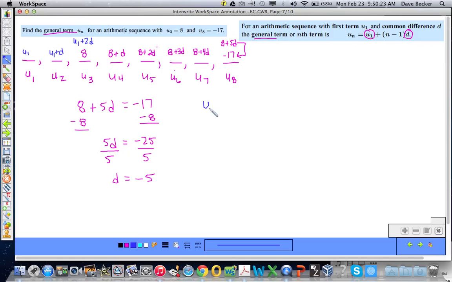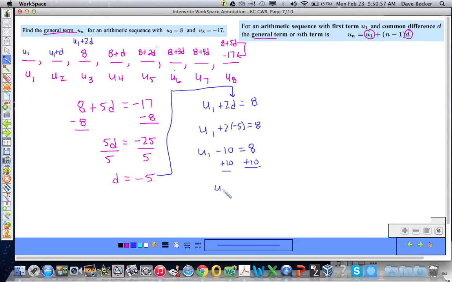So now I know that u sub 1 plus 2d has to be equal to 8. But I know what d is. Isn't life grand? I know what d is, so I can substitute, and I can say u sub 1 plus 2 times negative 5 is equal to 8. 2 times negative 5 is negative 10, so u sub 1 minus 10 is equal to 8. Add 10 to both sides, and I get u sub 1 is equal to 18. So now I have d and I have u sub 1.